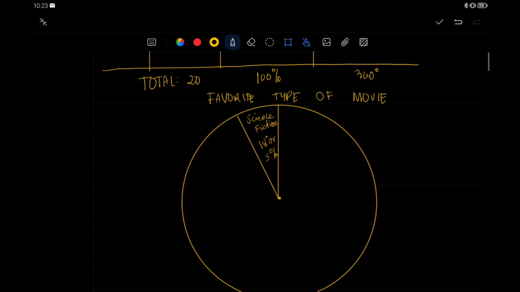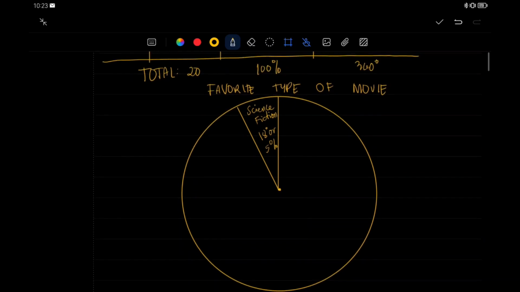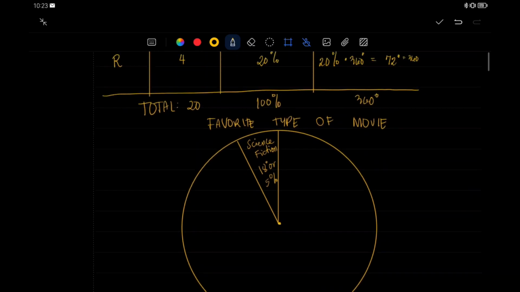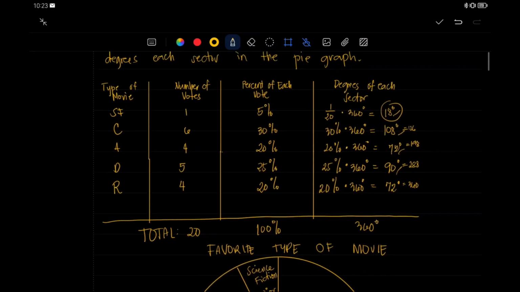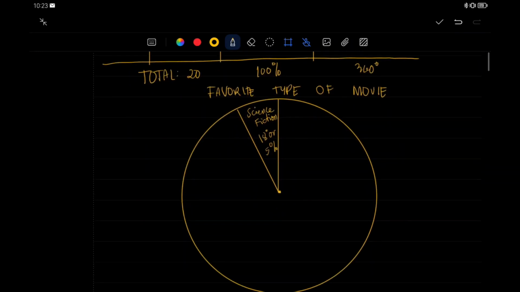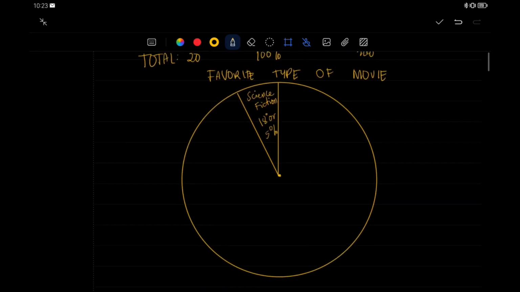You need to use a protractor in your case if you are going to create a pie chart. Next, we have the comedy. Comedy has 108 degrees. So let's say that comedy is 108 degrees. Okay, so this is comedy, which is 30% or 108 degrees.